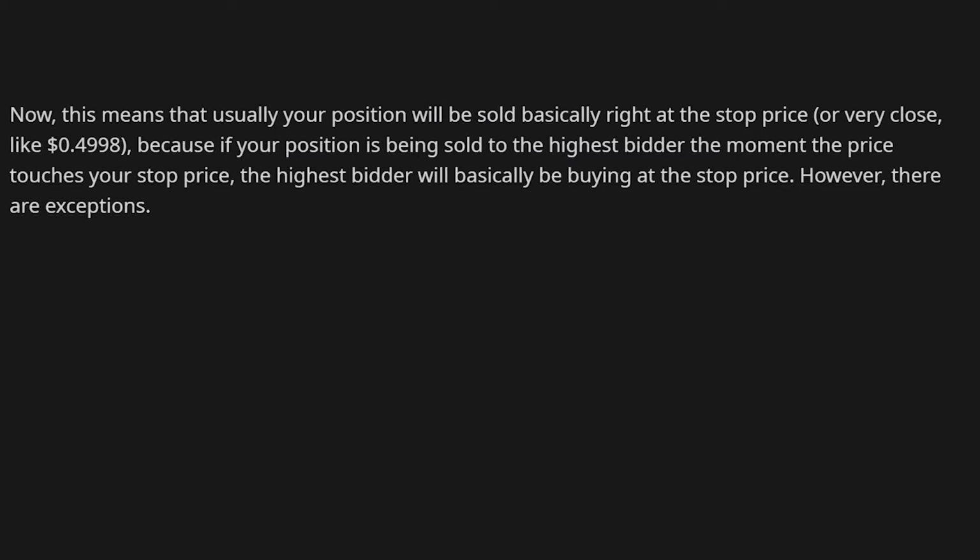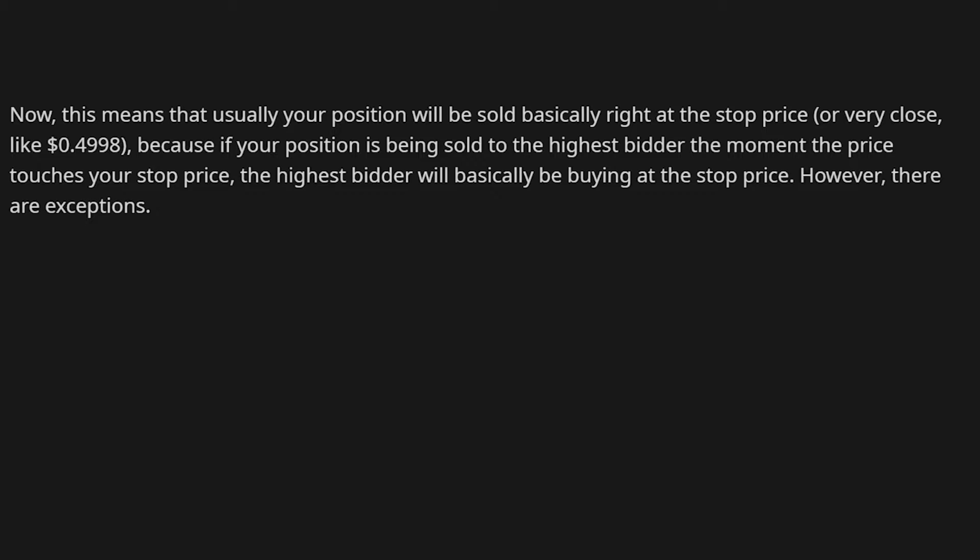Now, this means that usually your position will be sold basically right at the stop price, or very close, like $0.4998, because if your position is being sold to the highest bidder the moment the price touches your stop price, the highest bidder will basically be buying at the stop price.